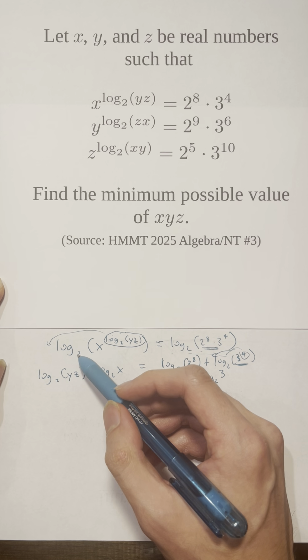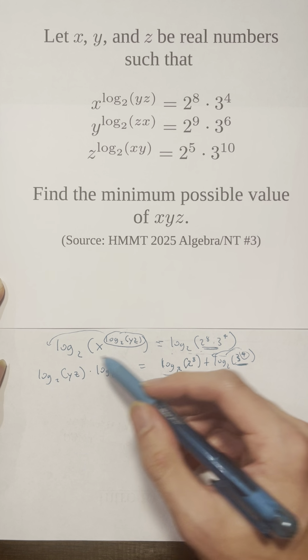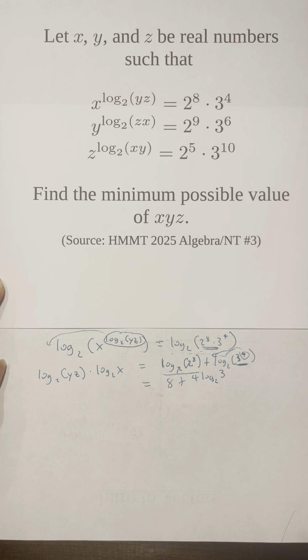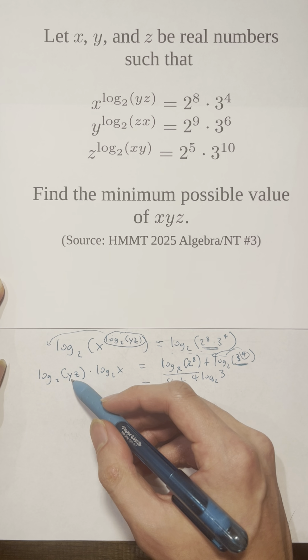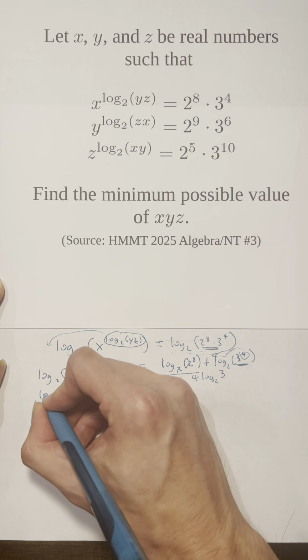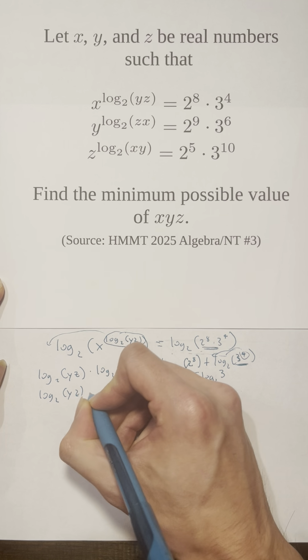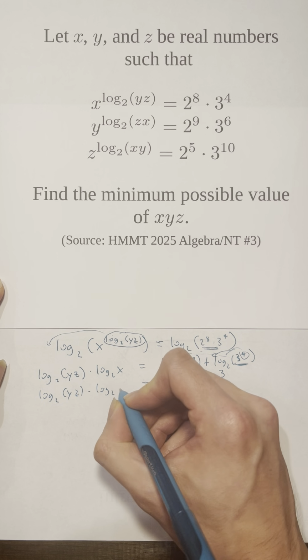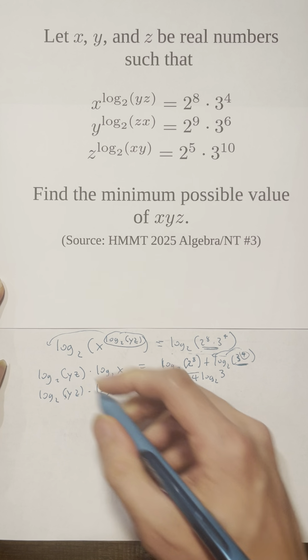Why did I pick log base 2 of both sides of the equation? Why not log base something else? Well, you'll notice here that, okay, how about this? I'll copy this real quick. We'll do the same thing with the other two equations, and then I'll go back to answering that question.